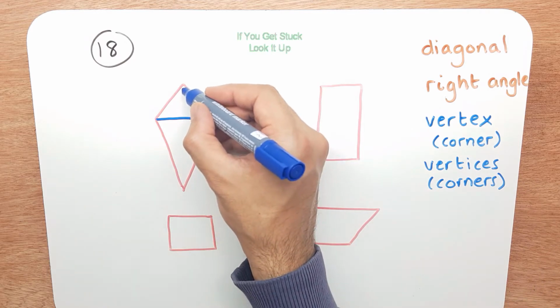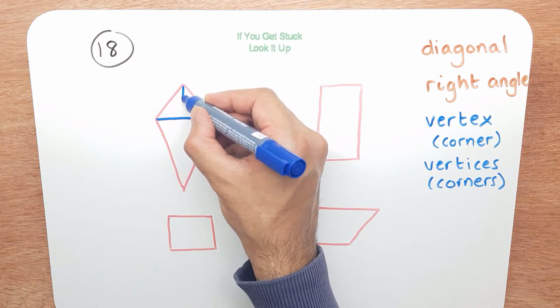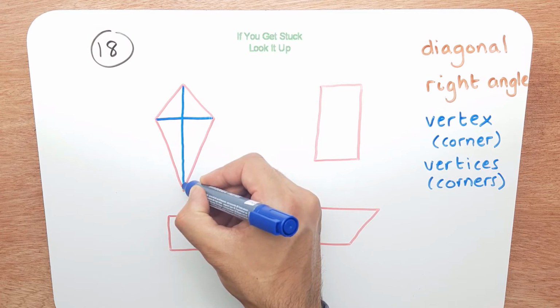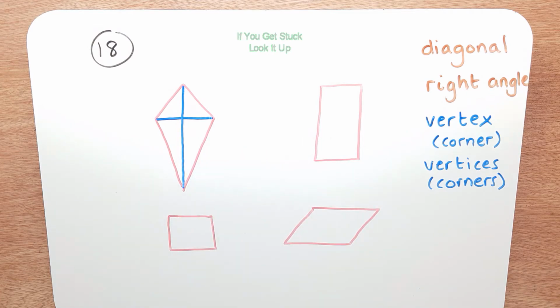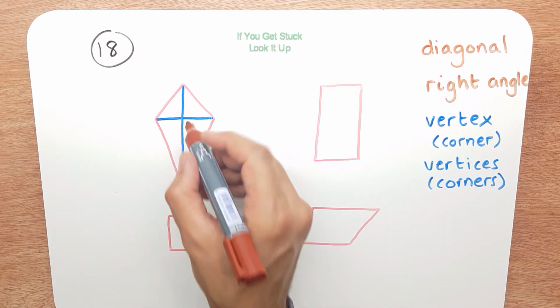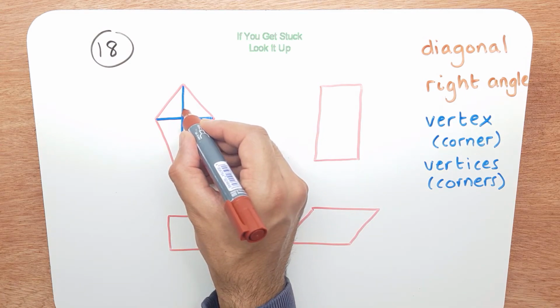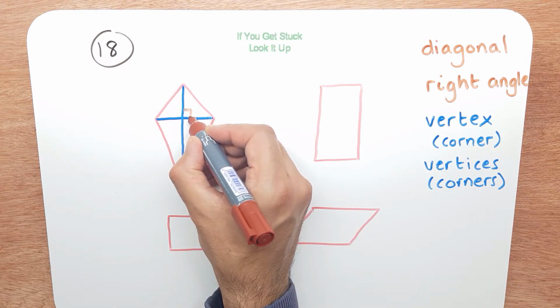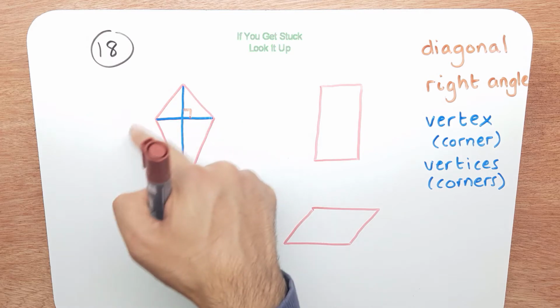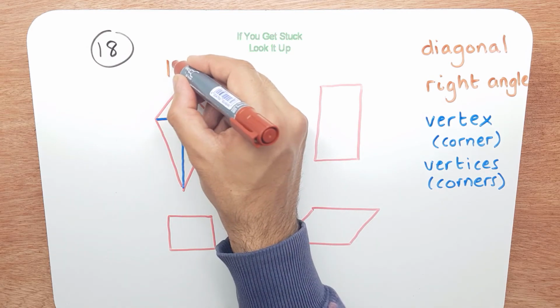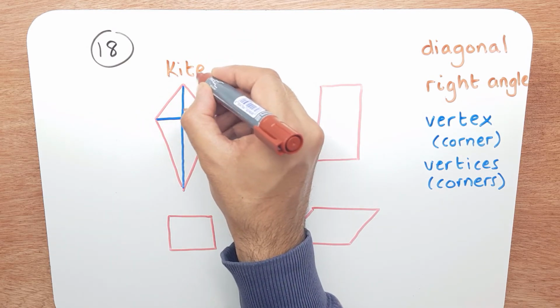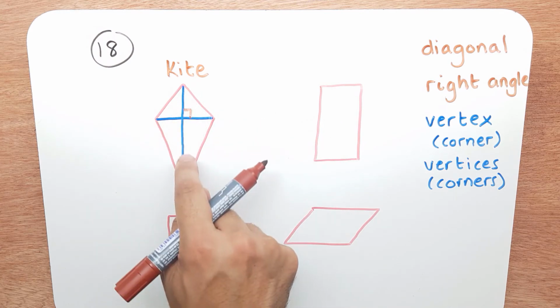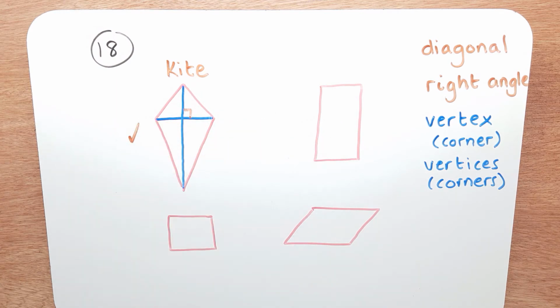So let's draw the other diagonal there. So we want to know if that's 90 degrees. So I can see for a kite, so this shape is a kite, the diagonals cross at 90 degrees.